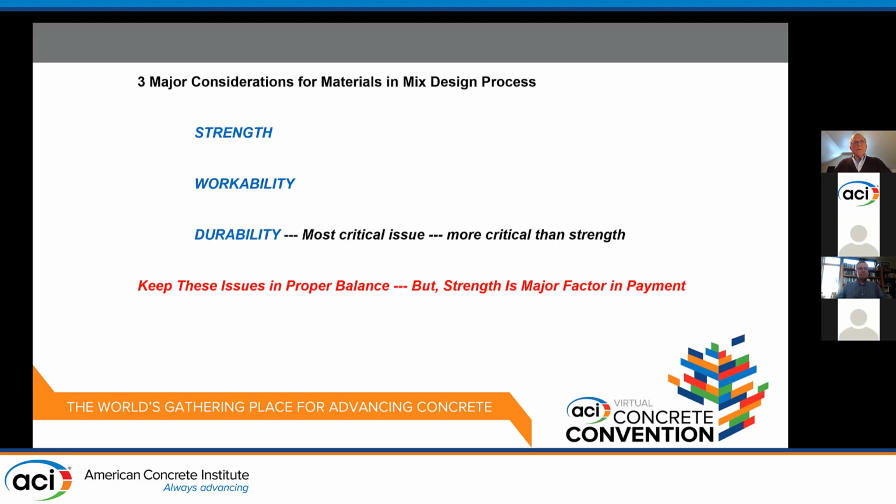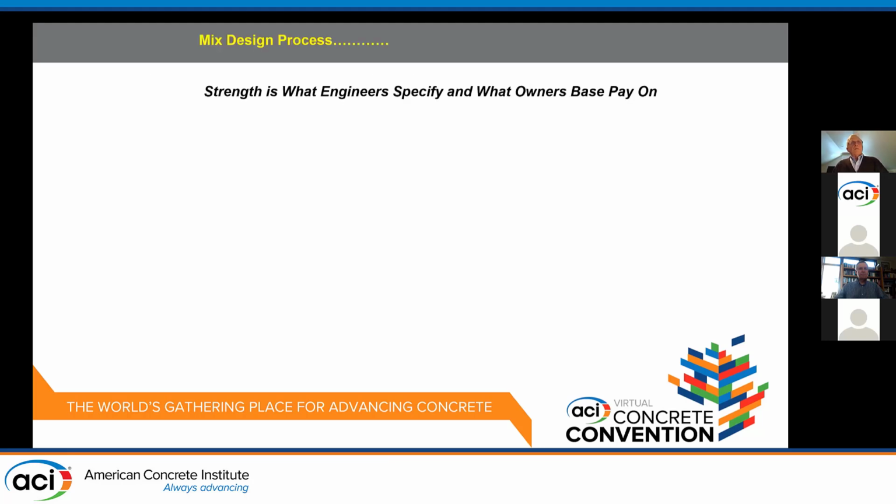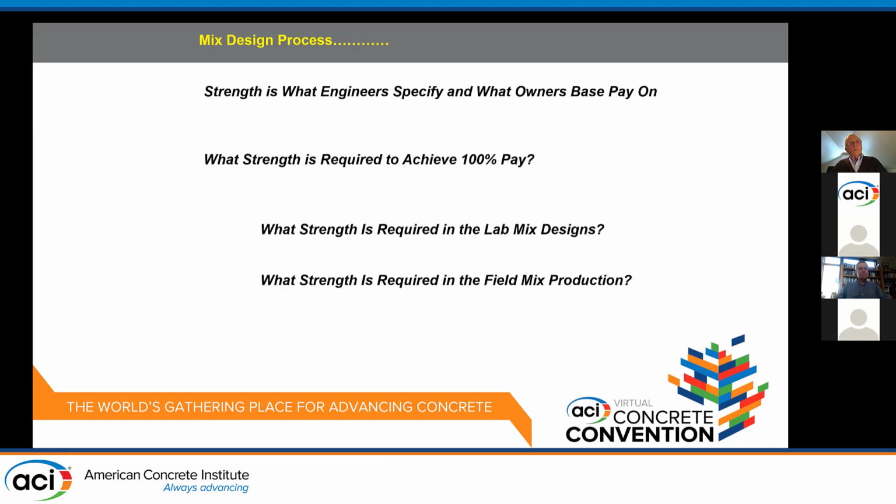But the problem we have is strength is still a major factor in pavement. It's what engineers specify. It's what owners base their pay on. And as a contractor, when I'm talking with contractors, well, they want to know what strength is needed to get 100% pay on the project. Obviously, they don't want any strength penalty payments, reductions. So look at what strength is required in the lab designs, and also what strength is required in field production. And you're going to see a drop typically from the lab to the field because the field is not as controlled, both in ability to measure materials and control the environmental conditions.